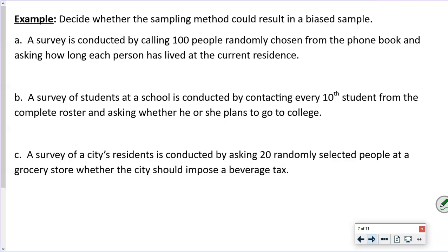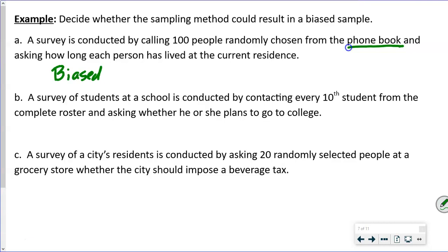I would say biased. Why? Because they pulled them from a phone book. When was the last time y'all saw a phone book? It's been a minute, right? So obviously if people's addresses and phone numbers are in there, and you call them and ask how long they've lived there, they're probably going to have lived there longer, right? Okay, so this I would say is biased.